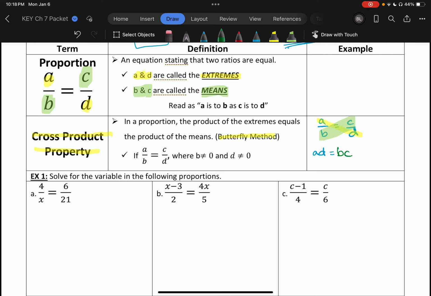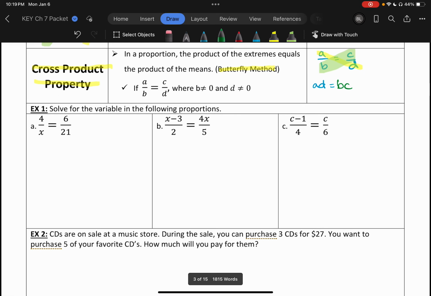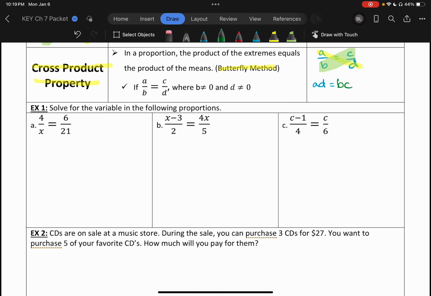In this scenario, B and D, the numbers on the bottom, your denominators, can never be zero. But essentially this is how we solve proportions. You're going to cross multiply or use the butterfly method. So this will hopefully start to look a little familiar as we look at some examples.